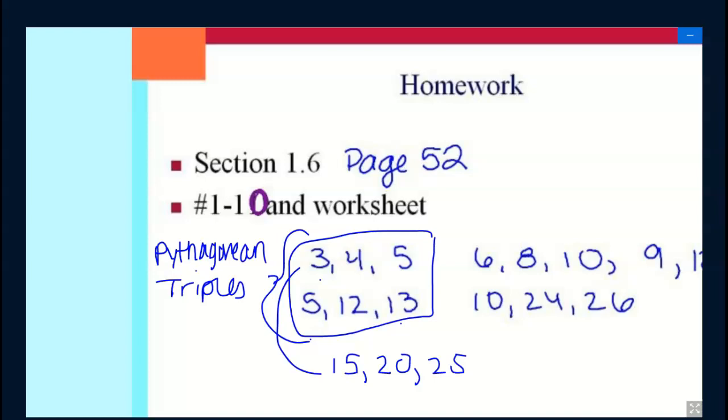So in the textbook, you're doing 1 to 10, and then you're also doing that first unit circle worksheet.